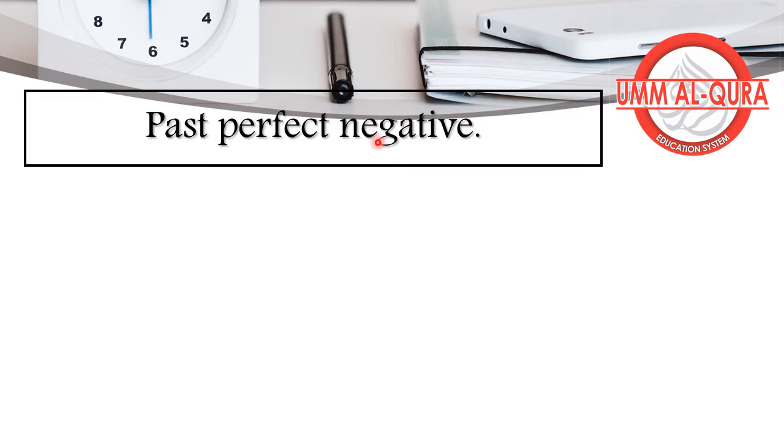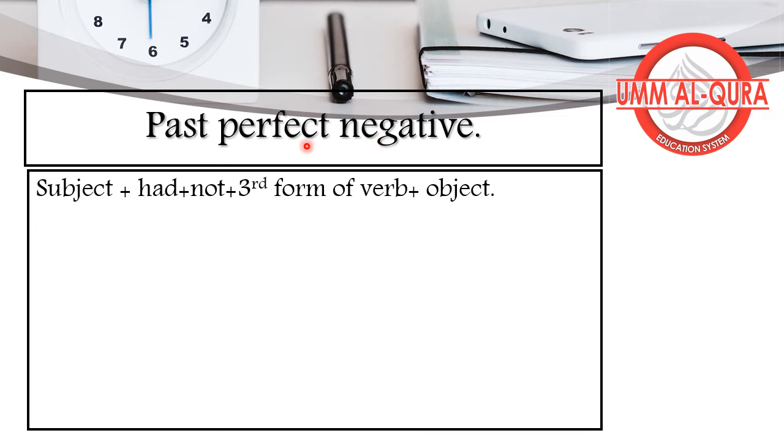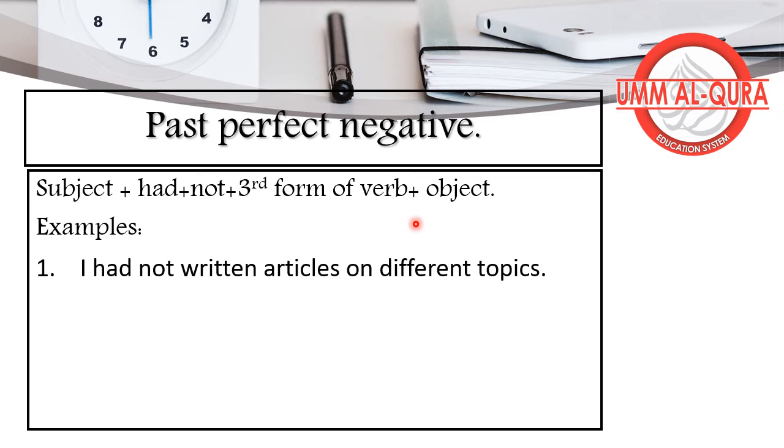Now we will make the negative of past perfect tense. Past perfect negative is too easy. As you remember how we make negative in present perfect tense, we just added not to make it negative. So you can see the making over here: first will come the subject, after that had, then not, then the third form of verb, and in the end will come the object. Here are a few examples related to past perfect negative.